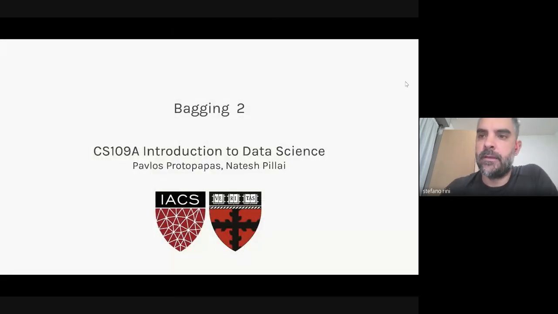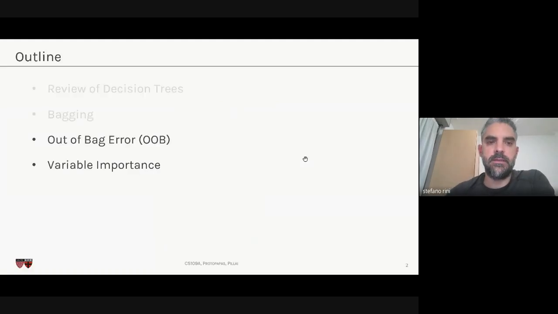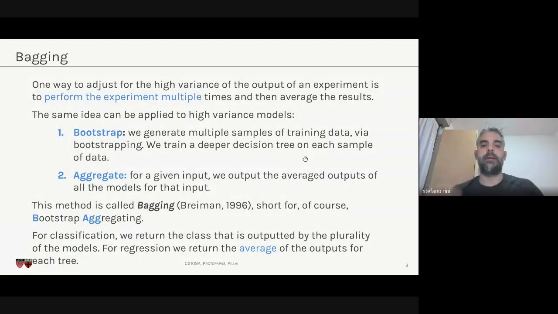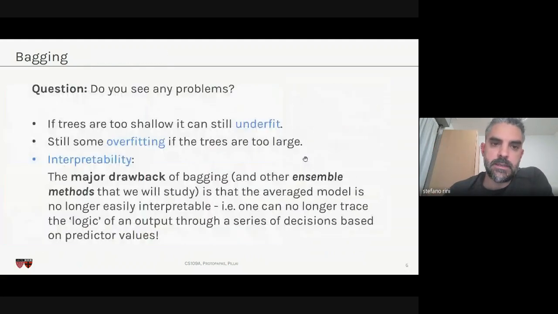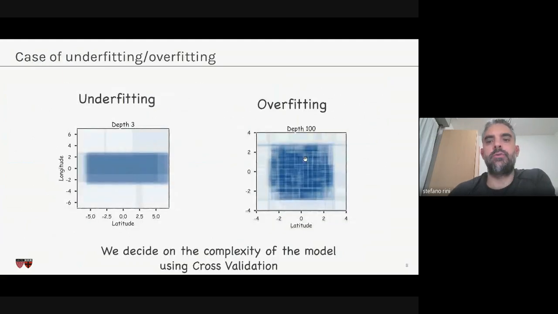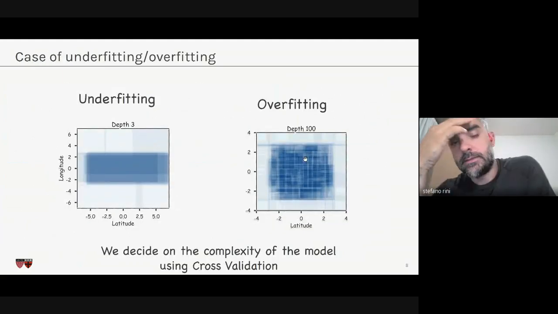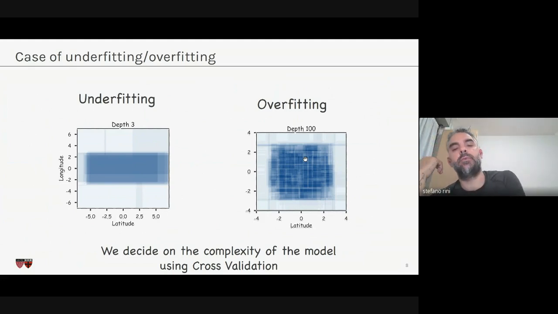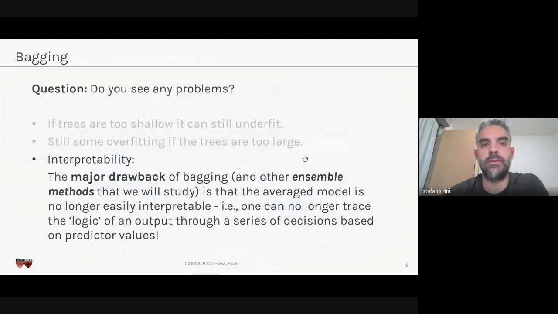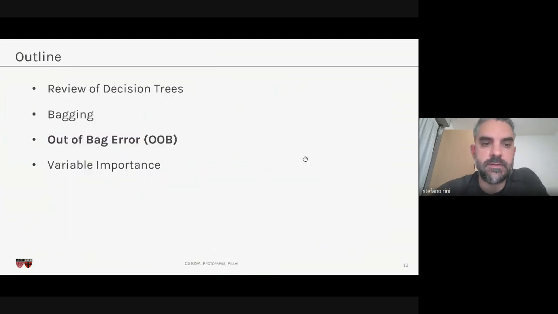Okay, good. Very good. So let's continue on the bagging discussion. We said bagging is bootstrap and aggregation. We gave this nice example of the average case, so we can combat overfitting. And this is classification, and the major drawback is the loss of interpretability. And here there are cases of underfitting and a case of overfitting, even when we do bagging. Of course, as we said, you can do cross-validation to try to recover something.